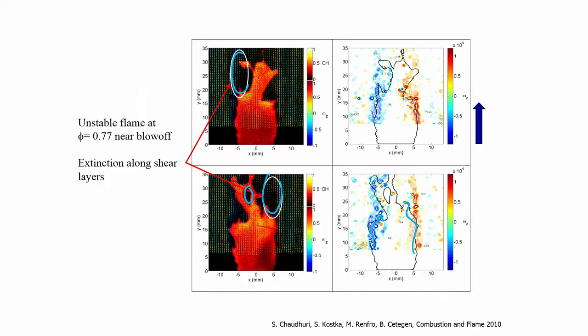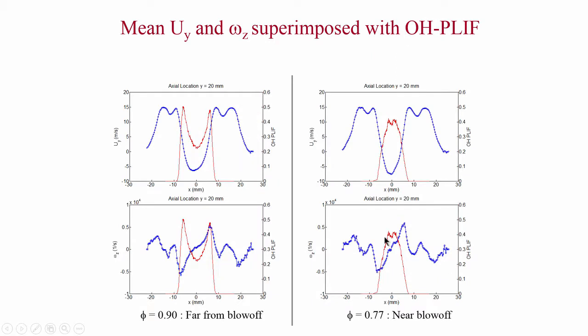Now, these are of course single images, you cannot comment on a mechanism when you just see one image. You have to get the statistics. So, if you get the statistics, you see that this is far from blow off, this is near blow off, red is for OH on the right hand axis, and blue is for velocity on the left hand axis. You see that this OH has a kind of bimodal peak like this, and this OH peak essentially corresponds to the maximum vorticity. This says that statistically also the maximum OH is located inside these shear layers.